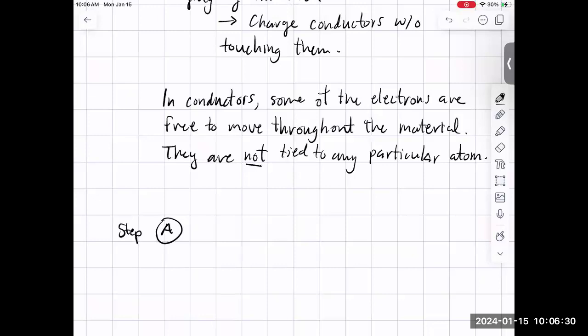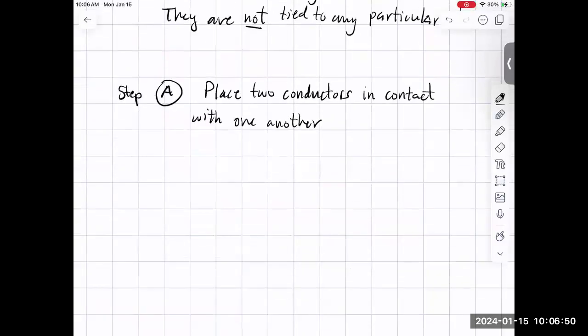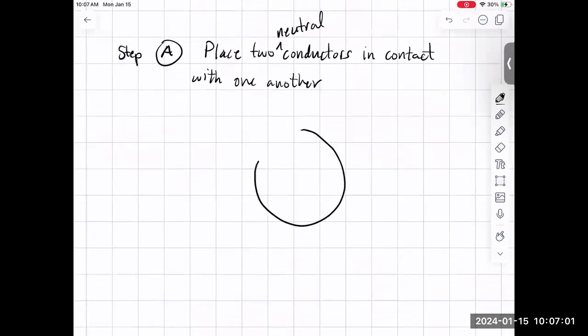Okay, so let's place two conductors in contact with one another. In fact, let's be specific. Let's say we take two neutral conductors and place them in contact with one another. So I'm going to draw my conductor as a sphere, and I'll draw the second conductor also as a sphere. They don't need to be identical. They just have to be touching.